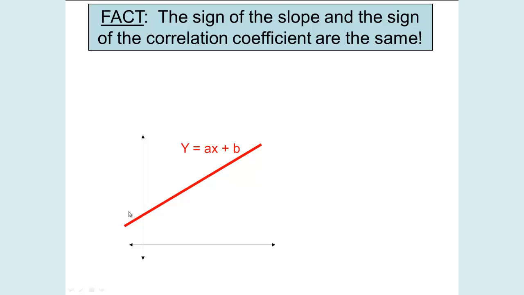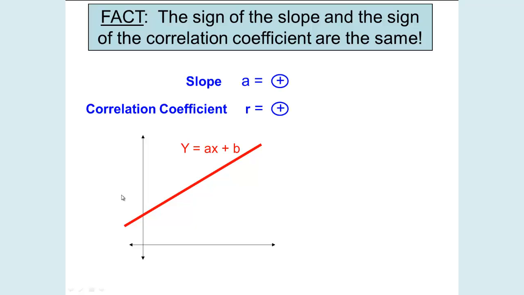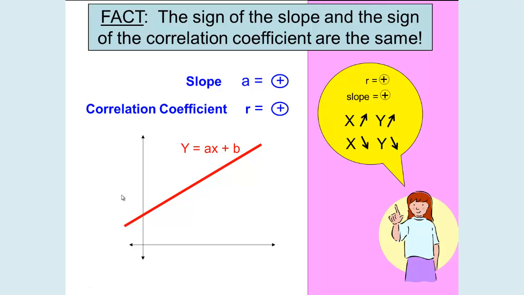Fact: the sign of the slope and the sign of the correlation coefficient are the same. So if a is positive, r is positive as the correlation coefficient. And if r is positive, the slope is positive. If x increases, y increases. If x decreases, y decreases.